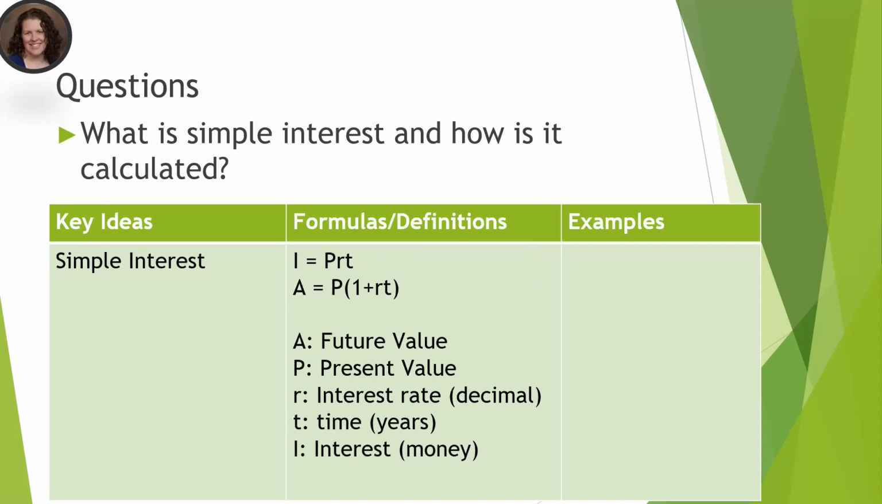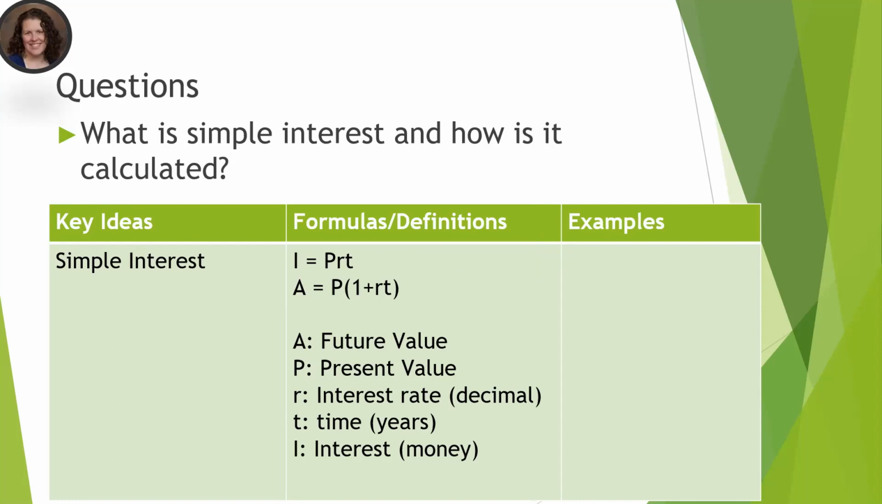So the first one is how to calculate the interest or the money that you earn or pay. Our I is that interest that you've earned. The P is the present value. That's how much you have today. That's how much you put in the bank today, or that's how much that you borrowed from the bank to buy a car today. R is our interest rate as a decimal, and T is time in years. If your time is not in years, you need to convert it to years.